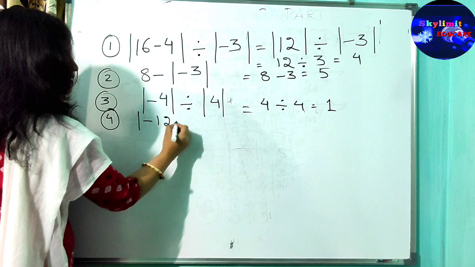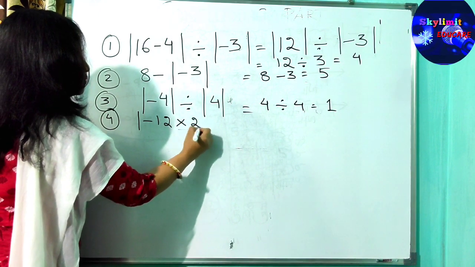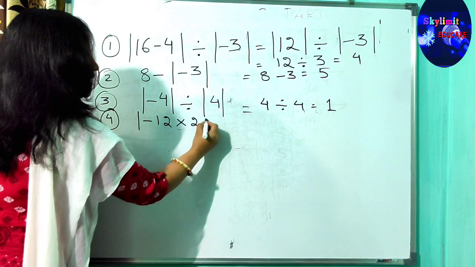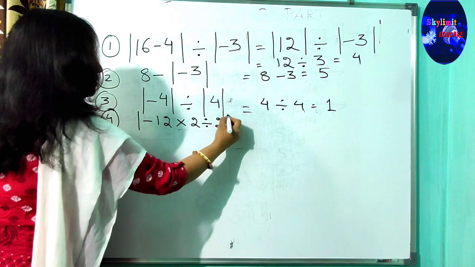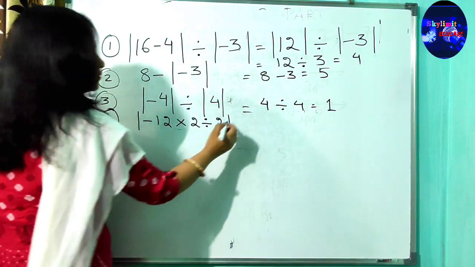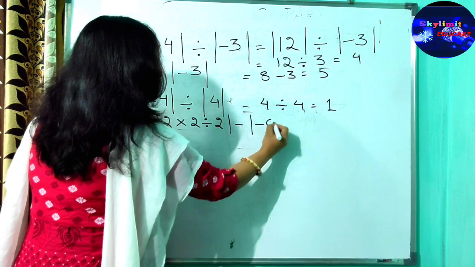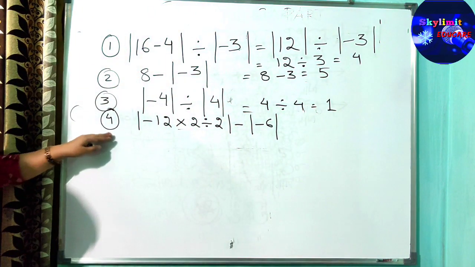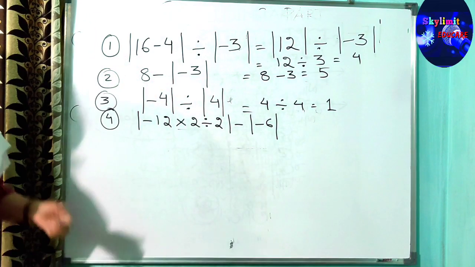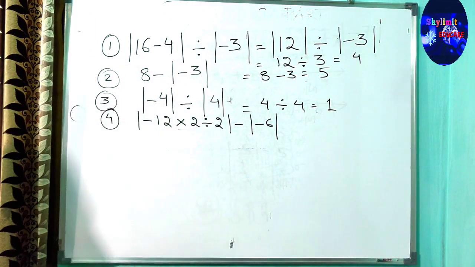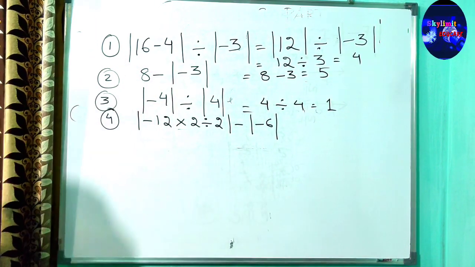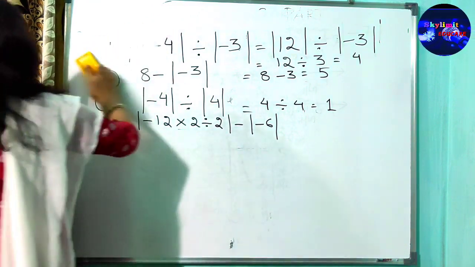Minus 12 multiplied by 2, divided by 2, within the absolute value, minus 6. I want the answer of this question number 4 from you, okay? You'll be solving it. Write it down. Next.